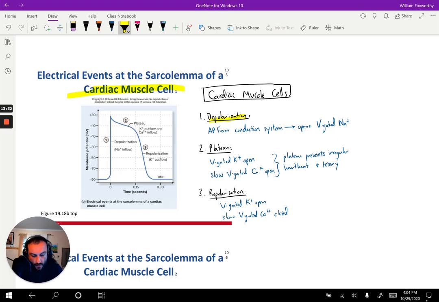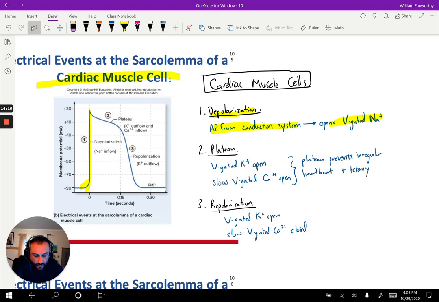Depolarization occurs when the cardiac muscle cell is influenced by an action potential from the conduction system, either from the nodal cells or from other cardiac muscle cells that were themselves stimulated by the nodal cells, because they are all connected to one another in the atria via their gap junctions. As well, they are all connected to each other in the ventricles via their gap junctions. In any case, you receive an action potential from the conduction system. This opens up voltage-gated sodium channels. That causes the depolarization phase.